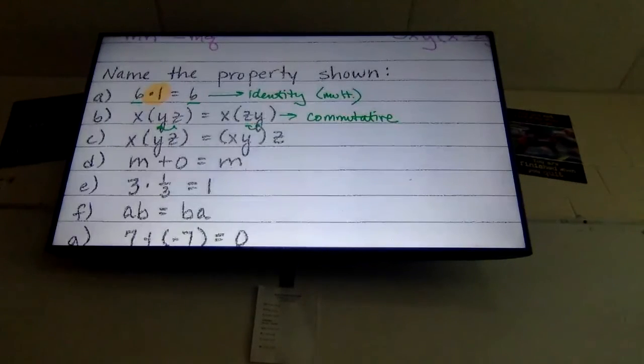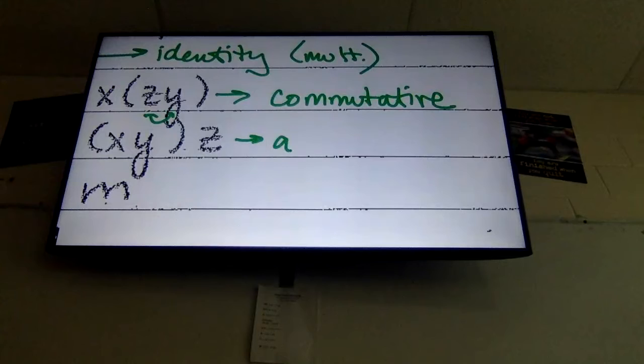All right, letter C. x times y times z equals x times y times z, with different grouping. There's associative. We reassociated. We had some terms together, and then we had new terms together. So that one is my associative.